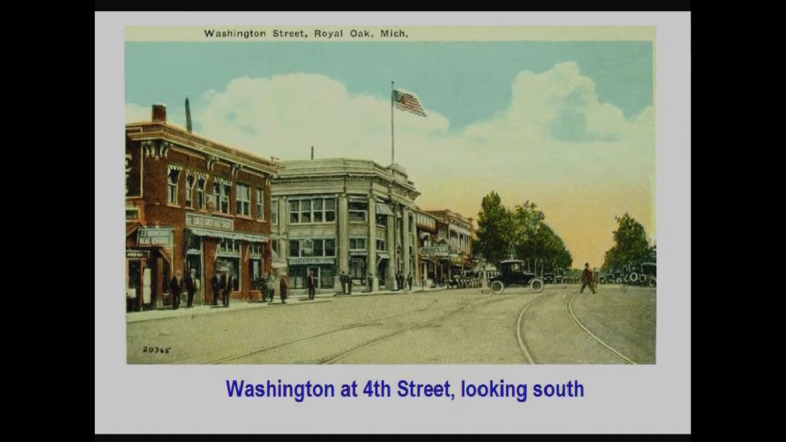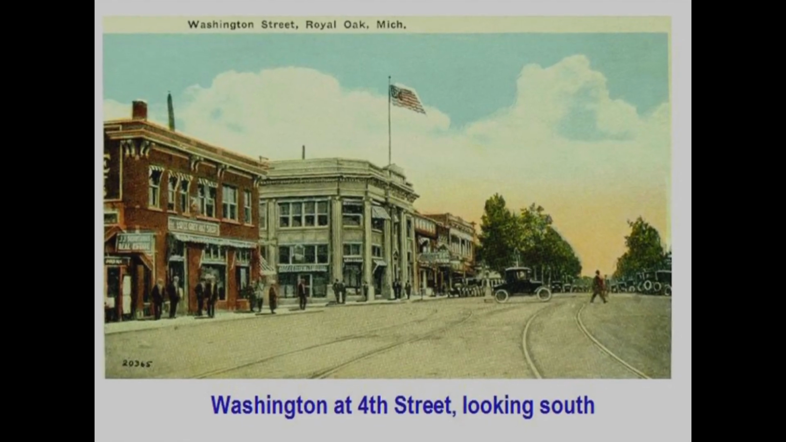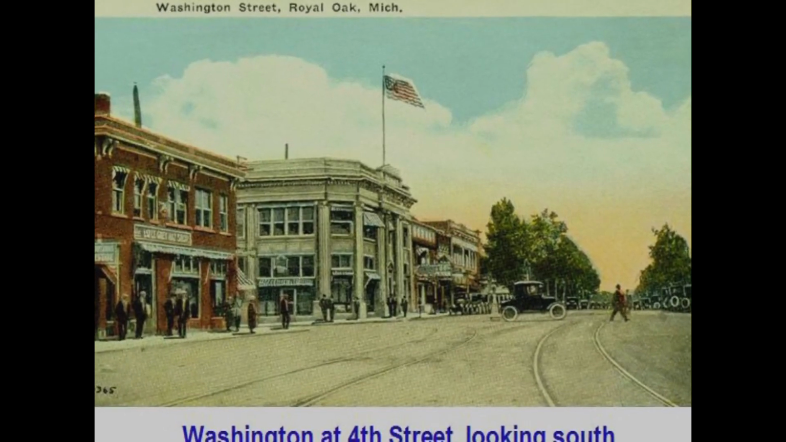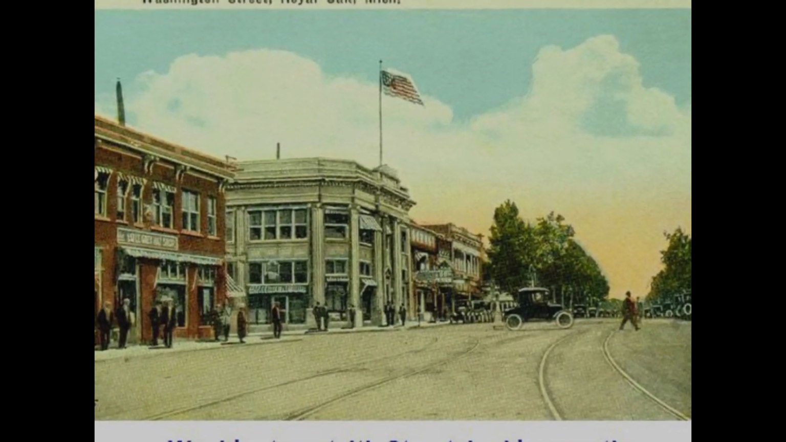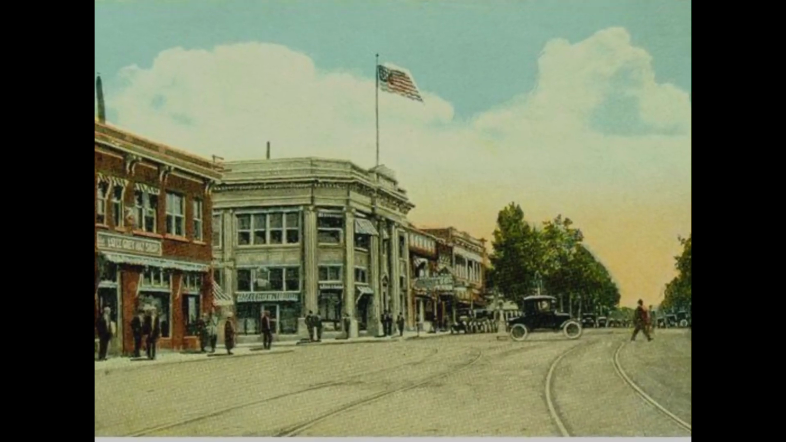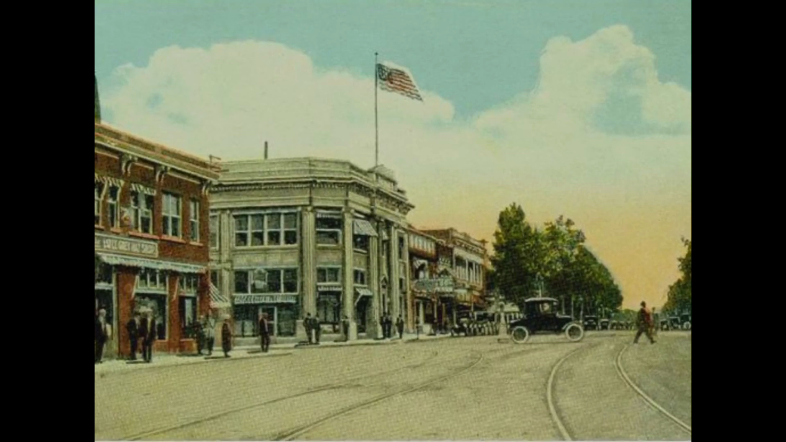A photograph of Washington at 4th Street, and this would be looking south along Washington. You can see the streetcar tracks going north on Washington, also turning and going east onto 4th Street. You can see some of the buildings along Washington. It's probably originally a photograph, fairly low resolution, and then hand colored. There's not a lot of detail when you enlarge the postcard. What about oral histories?